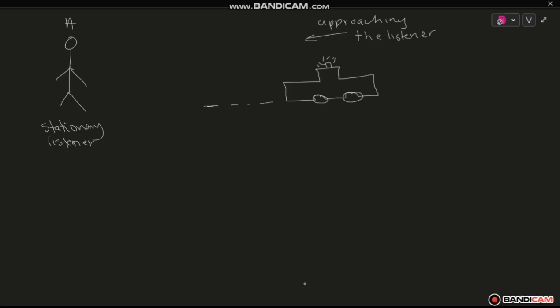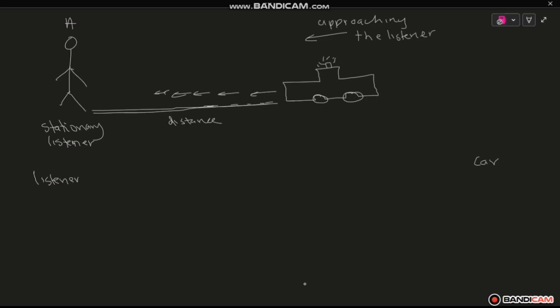Now, as the car approaches the listener, what you notice about the distance is that it decreases. This here is our distance. I hope it makes sense. So when the car approaches the listener, the distance reduces, or decreases. Therefore, that results in a higher frequency. If the distance increases, it results in a lower frequency.